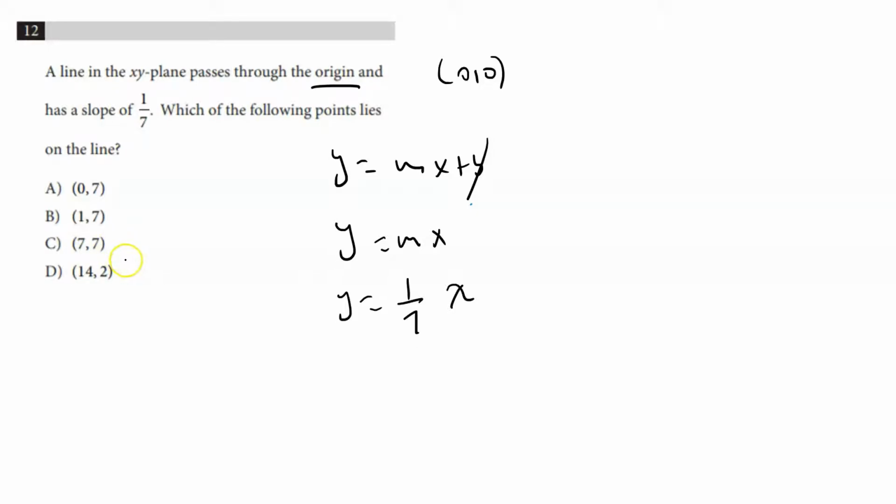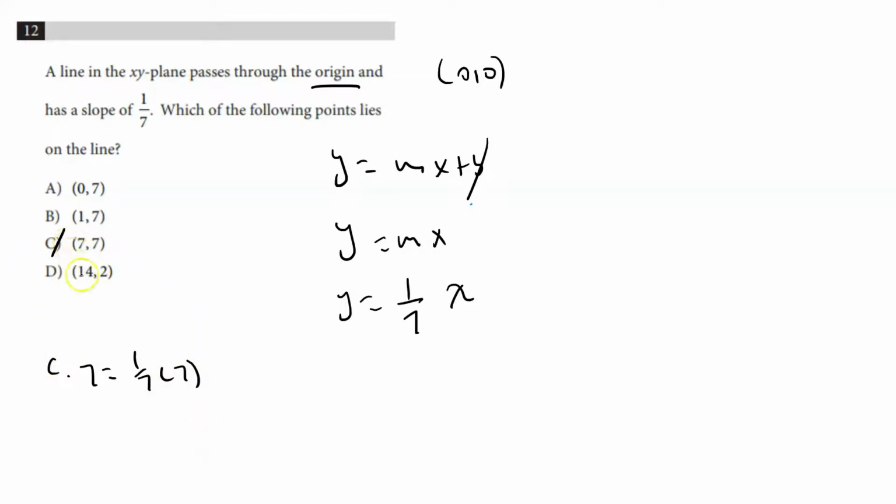Whenever you're guessing and checking, always plug in answer choice C first. Scientifically proven to be the most common. So let's try it. If 7 is y and 7 is x, we have 7 equals 1/7 times 7. Here, I'm going to write it out. 7 equals 1/7 times 7. And 1/7 times 7 is 1. 7 does not equal 1, so it's not C.